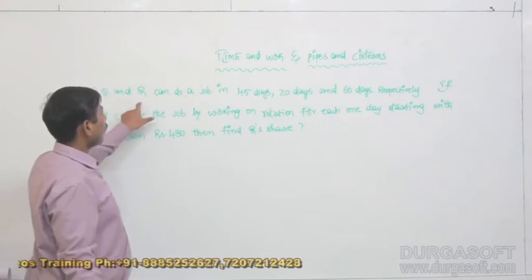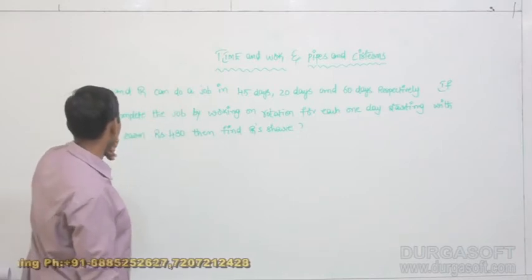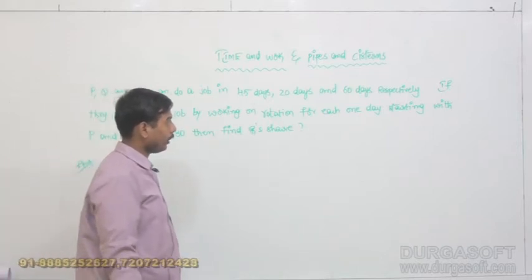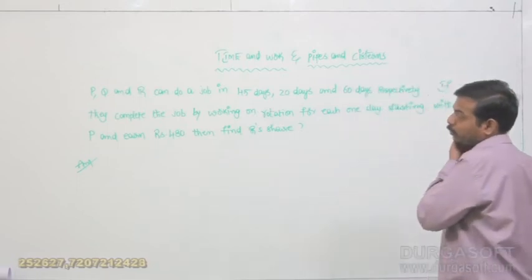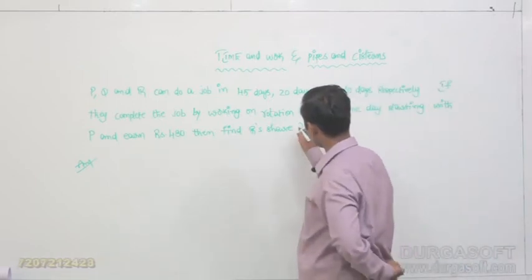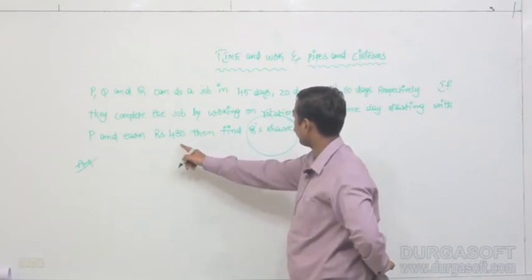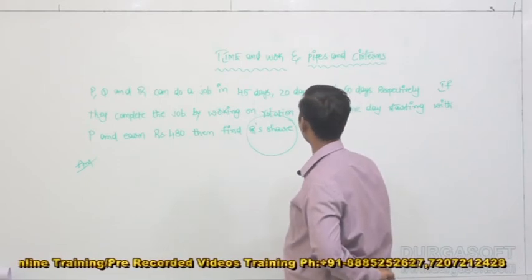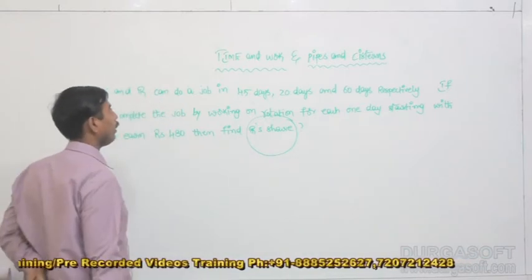P, Q and R can do a job in 45 days, 20 days and 60 days respectively. If they complete the job by working in rotation for each 1 day, starting with P, and earn 480 rupees, then find R's share. So in this question we have to find the share of R. Total 480 rupees is available to distribute among these 3 people, P, Q and R.